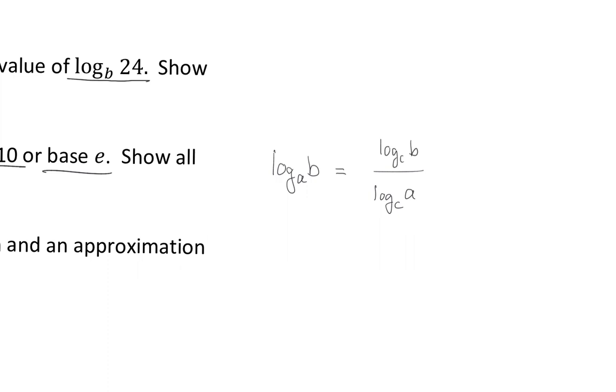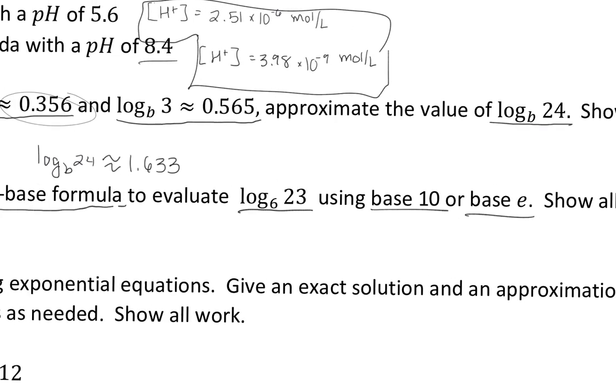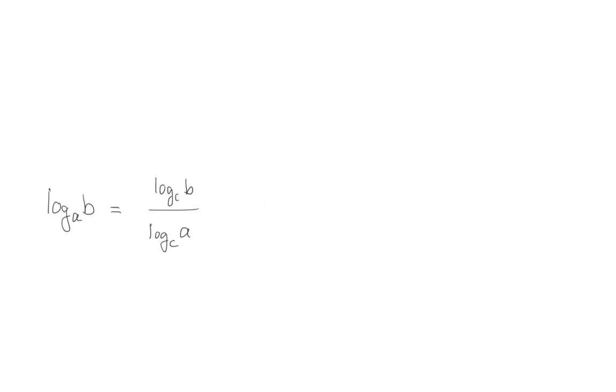So if I wanted, for example, this question is using log base 6 of 23. So I'm going to use log base 6 of 23. If we want to get that into log base 10, so c is 10 here, I would say, okay, well then I'm going to evaluate log base 10 of 23 over log base 10 of 6. And then plugging that into the calculator is going to give us a value of about 1.750.